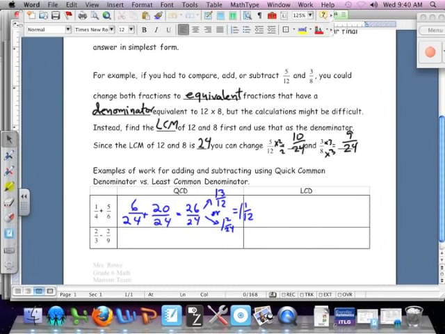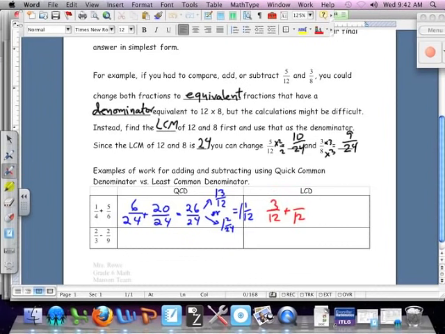Who can tell me what the least common multiple of 4 and 6 is? 12. If I use 12 instead, the least common denominator, I'm going to have some amount of 12s plus some other amount of 12s. 1/4 is equivalent to how many 12s? I multiplied 4 by what? 3. So I need to multiply 1 by 3 to get 12. 1 times 3? 3. So 3/12.